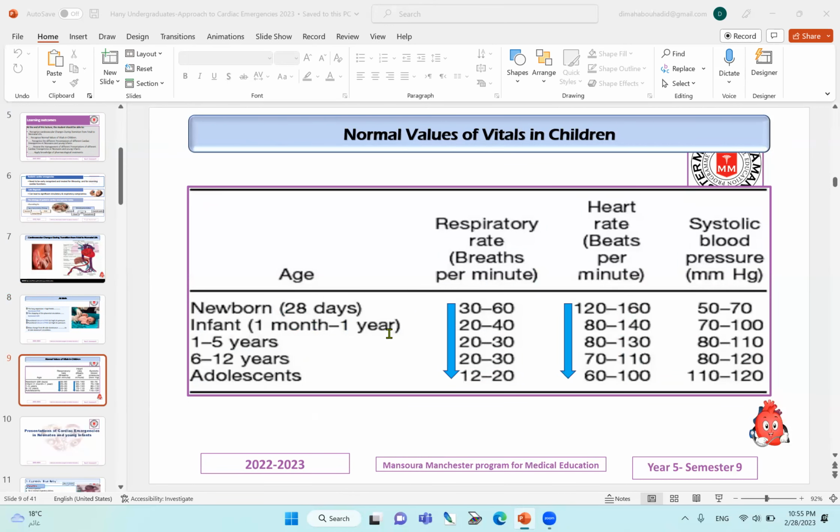As you see, the normal values of vitals in children, according to the age: respiratory rate starts with high values, 30 to 60 breaths per minute during the neonatal age. Then, as we proceed in age, it decreases until it reaches 12 to 20 breaths per minute at the adolescence age. Heart rate, the same, is very high at the neonatal age, then decreases till it reaches 60 to 100 beats per minute at the adolescence age. In reverse, systolic pressure starts with low values, 50 or 70, and increases with age until it reaches 100 to 120 in the adolescence age group.